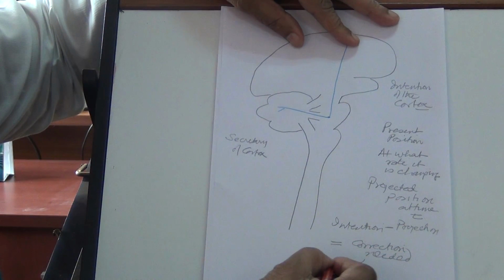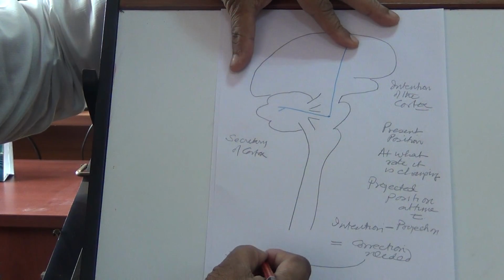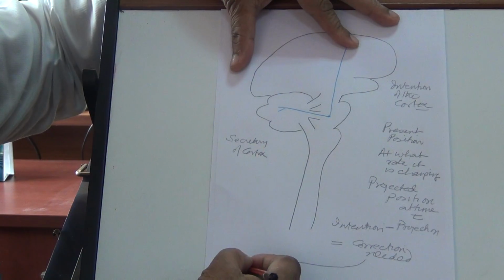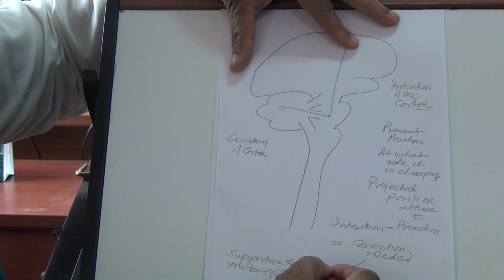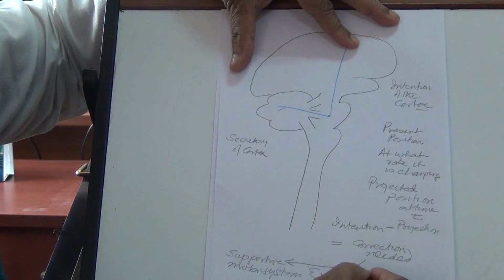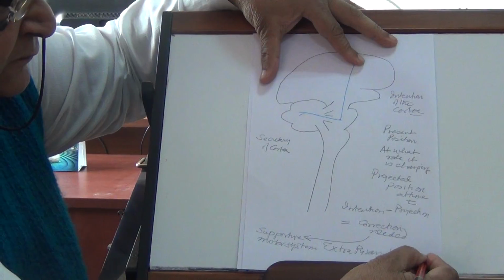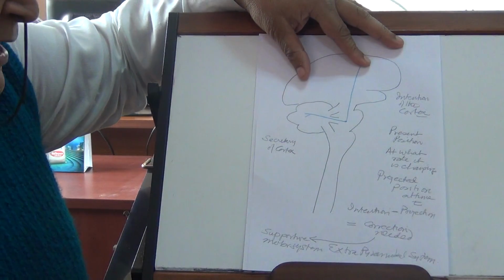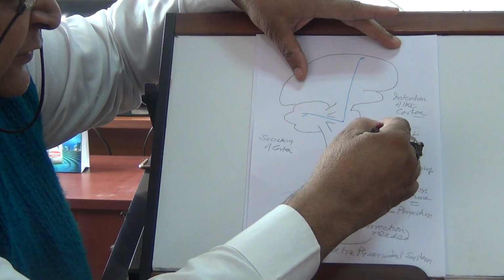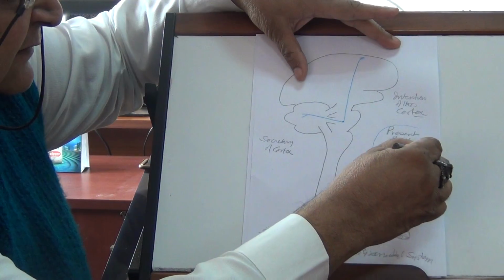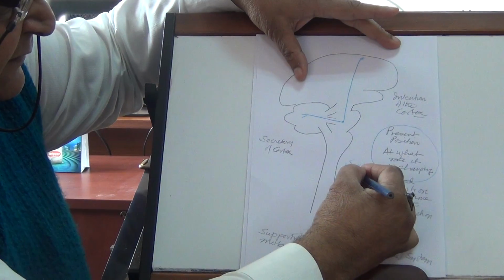And this correction it provides through the supportive motor system, which we also call the extrapyramidal system. So the way that it finds out the present position and at what rate it is changing is called the supportive sensory system.